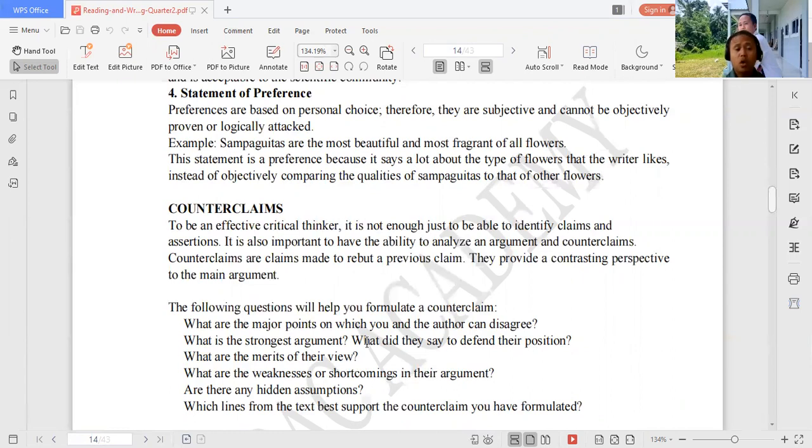Number one here, what are the major points on which you and the other can disagree? Number two, what is the strongest argument? What did they say to defend their position? What are the merits of their views? What are the weaknesses or shortcomings in their argument? Are there any hidden assumptions? Okay, so these questions are really part of counterclaims.